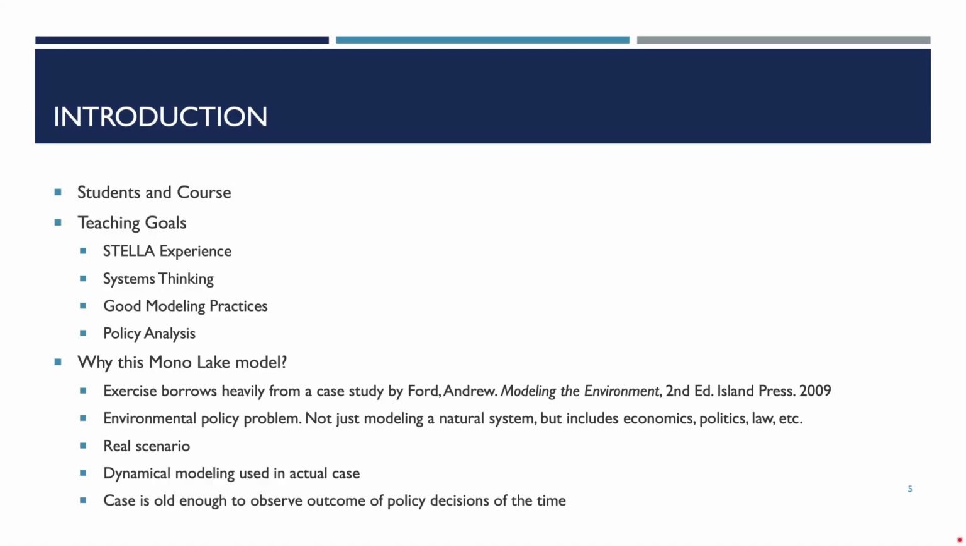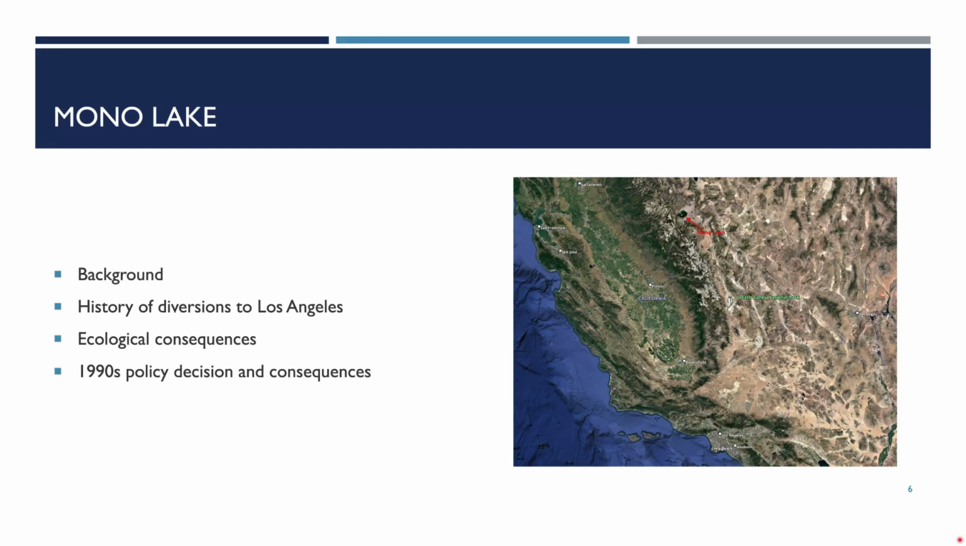Mono Lake is an ancient saline lake. See, it's right up here on your map. And it is in the eastern Sierra Nevada near the town of Lee Vining in California. It's estimated to be over 760,000 years old. It's one of the oldest continuing existing lakes in North America.